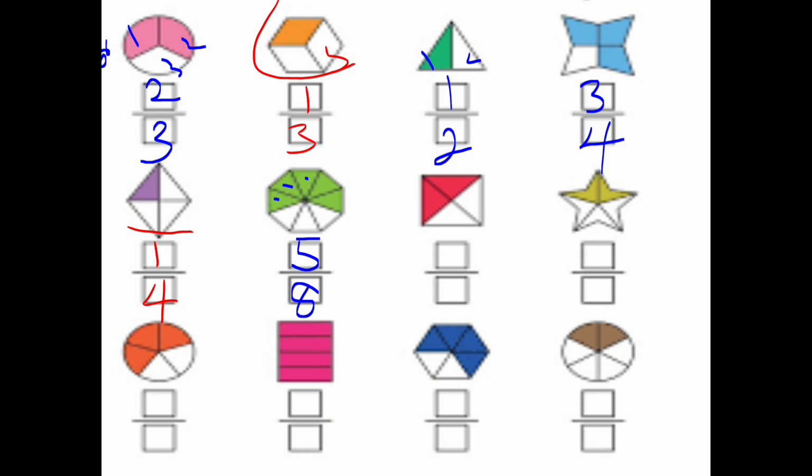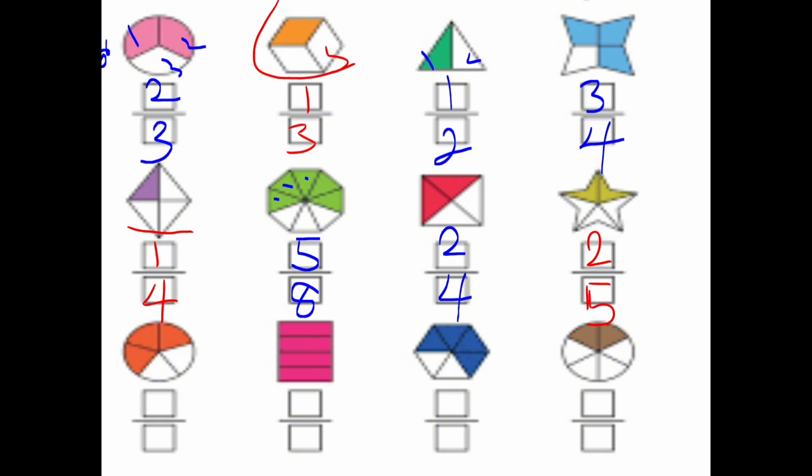Good. So tell me, what fraction of the next shape is shaded? Very good. 2 over 4. You can see it is easy, right? Good. And for the next shape, the fraction will be what? 2. Good. Over 5. 2 over 5.